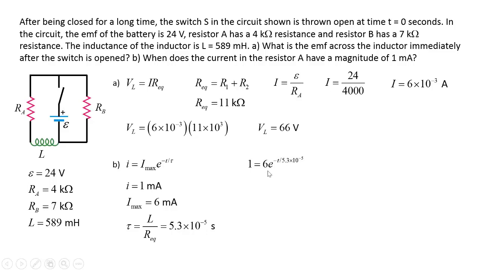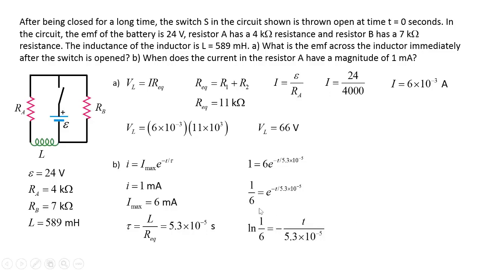And then I have left both the maximum current and the instantaneous current in milliamps. So I have 1 equals, maximum current is 6, e to the power minus t divided by the tau, the time constant is 5.3 times 10 to minus 5. You can rewrite this equation as 1 over 6 equals e to minus t over 5.3 times 10 to minus 5 and apply a natural log to both sides of the equation.